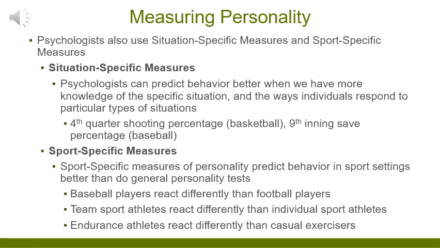Psychologists also use situation-specific measures and sport-specific measures. The difference is that with situation-specific measures, psychologists can predict behavior better when they have more knowledge of the specific situation and the ways individuals respond to particular types of situations. Think about fourth quarter shooting percentage in basketball or ninth inning save percentage in baseball. Because of the very specific situation, sports psychologists can get a better understanding of how people, based on their behavior and traits, will react in those situations.